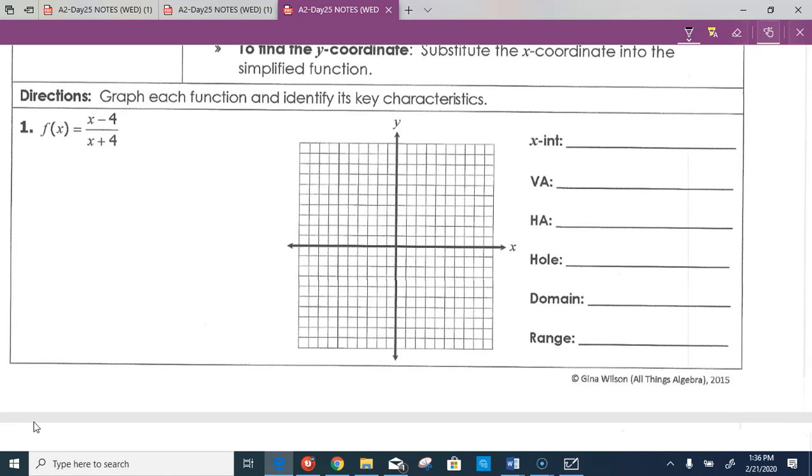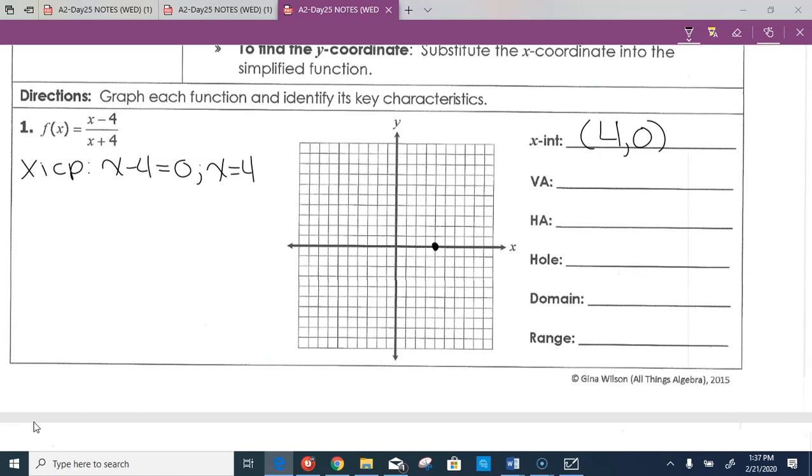Step 2 says, find the x-intercept by setting the numerator equal to 0. So to get my x-intercept, I'm going to set my numerator equal to 0. Well, what number minus 4 would give me a 0? If x was a positive 4. So that means when x is positive 4, I'll have a 0 for my y value, and that's an x-intercept because it's on the x-axis. So I'll go ahead and put a point there.